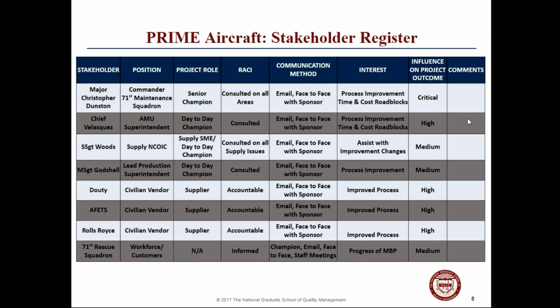Dowdy is a civilian vendor. Their project role is supplier. They're accountable. The communication is email and face-to-face with the sponsor. Their interest is the improved process and their influence is high. AFETS is also another vendor. Their project role is supplier. Accountable, again email and face-to-face. Their interest is to improve the process and their influence is high. Rolls-Royce is also another vendor that they use. They are a supplier. Accountable, email, face-to-face. Their interest is to improve the process and the influence is high.